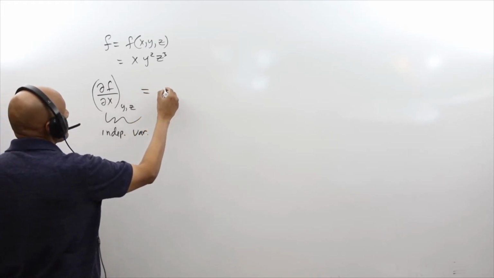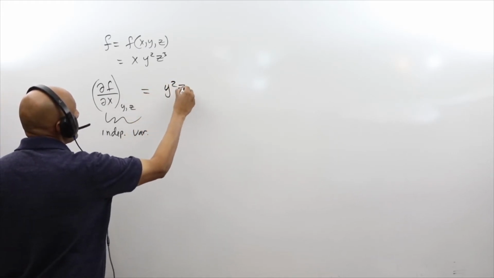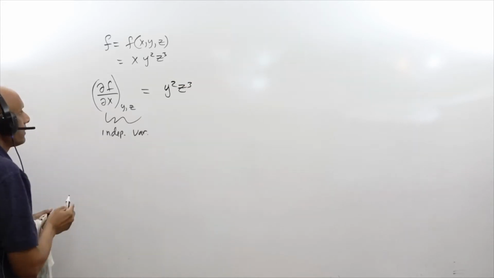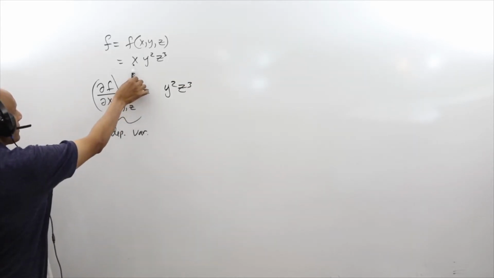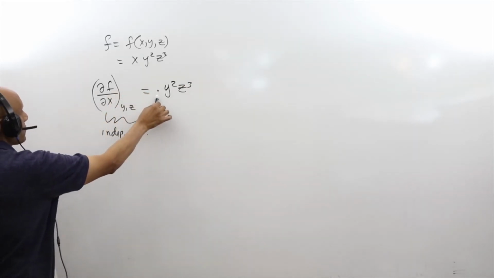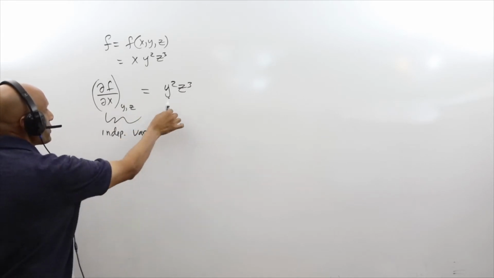So the net effect is just y squared z cubed. We're taking the derivative with respect to x. So the derivative of x is 1. So here's 1 times y squared z cubed, because this is constant.